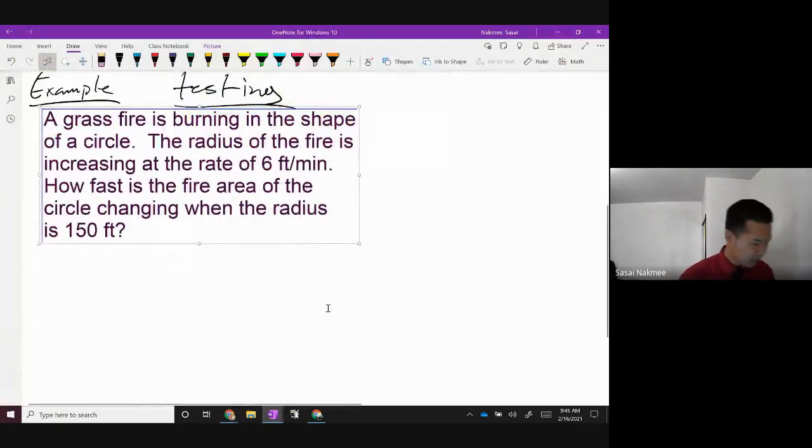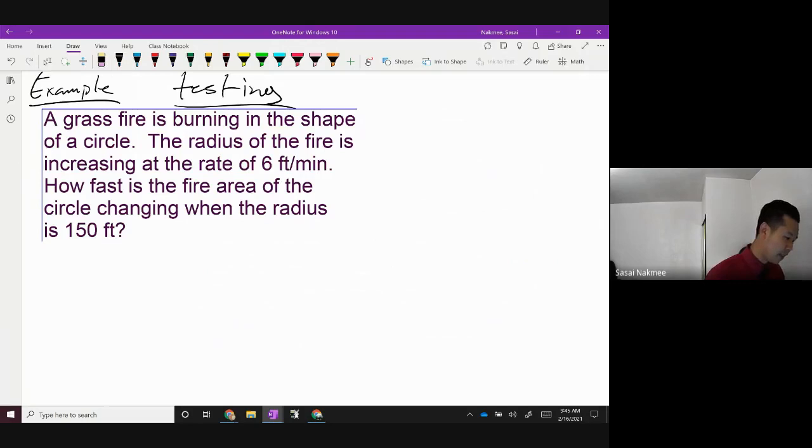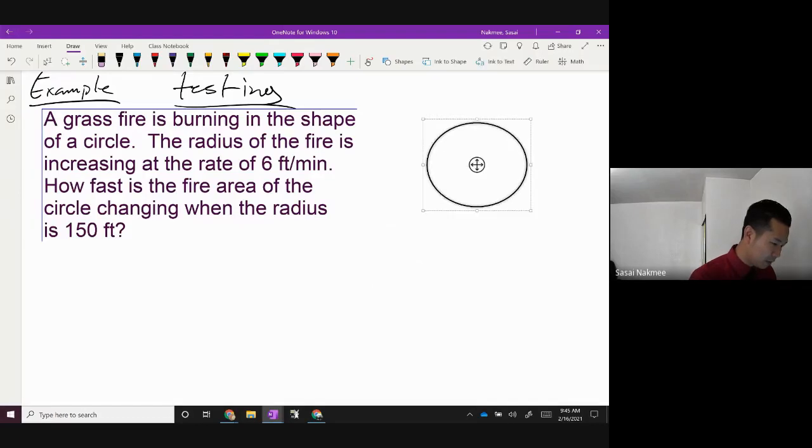All right, for this problem, there's a lot going on there, but step one, try to understand what's going on here, right? We have a grass fire that's burning in the shape of a circle. So let's draw this circle for this fire right over here. I'm going to cheat, I have it right here. Good enough. There's my circle, with radius r. That looks okay, right?